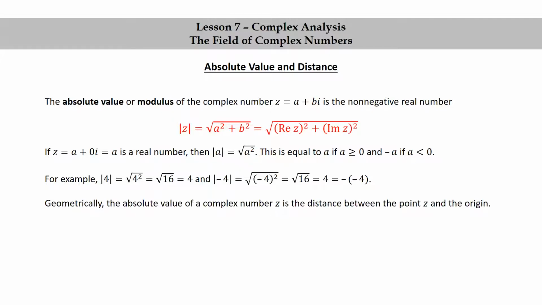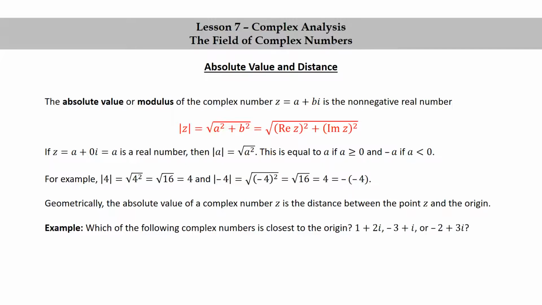Geometrically, the absolute value of a complex number z is the distance between the point z and the origin. Let's look at an example. Which of the following complex numbers is closest to the origin? 1 plus 2i, negative 3 plus i, or negative 2 plus 3i? Well, the absolute value of 1 plus 2i is the square root of 1 squared plus 2 squared, which is root 1 plus 4, or root 5. The absolute value of negative 3 plus i is the square root of the square of negative 3 plus 1 squared, which is the square root of 9 plus 1, or root 10.